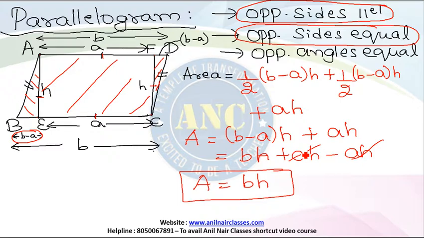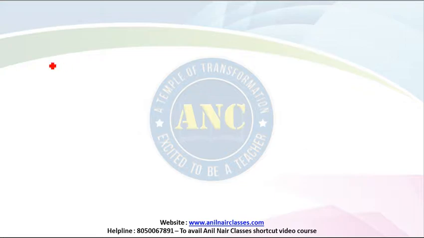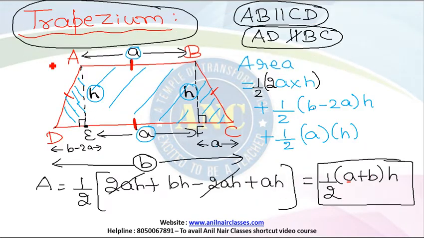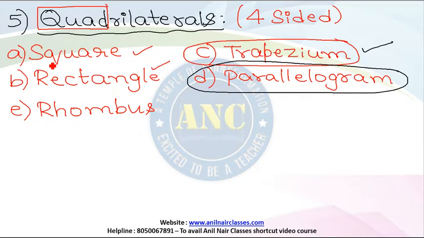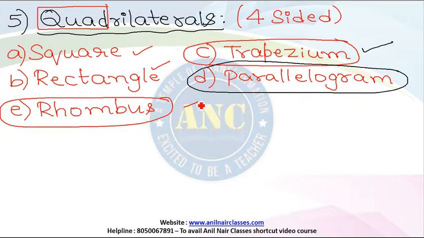Anyway, when we see some problems, you will understand it much better. Nothing to worry about. I will definitely make sure that you understand it in a much better way. Next, parallelogram is completed. And the other type of quadrilateral which is left out is the rhombus, right? It is the rhombus.